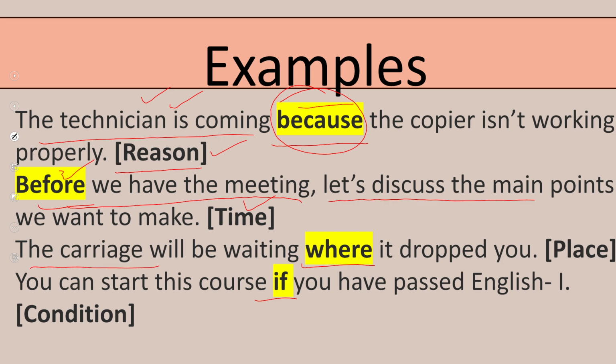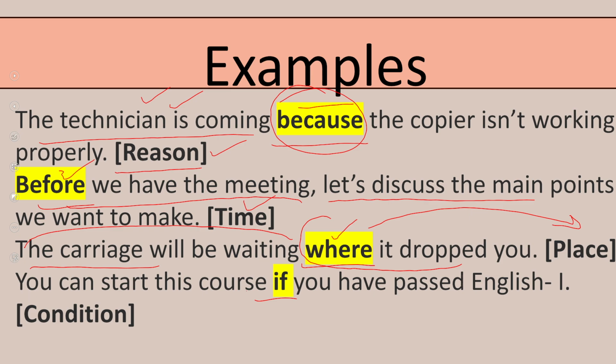In the third one, the carriage will be waiting where it dropped you. So where it dropped you is our dependent clause, and the carriage will be waiting is our independent clause. It is connected with where, and this answers where, the place where something is happening.